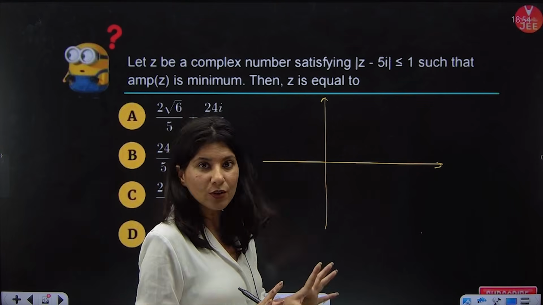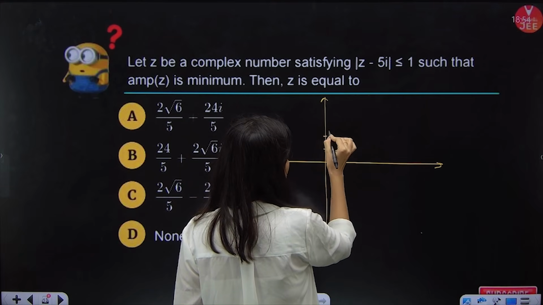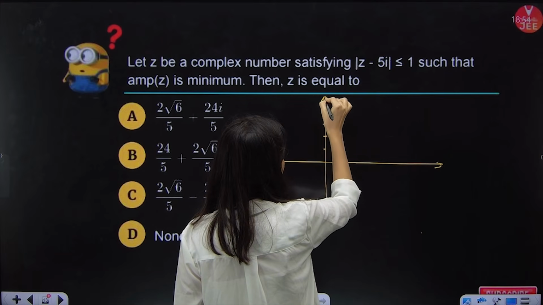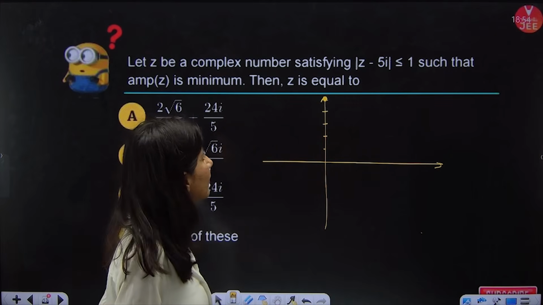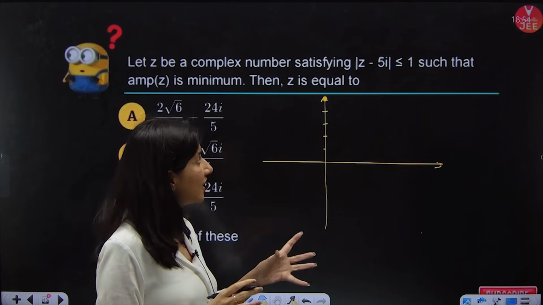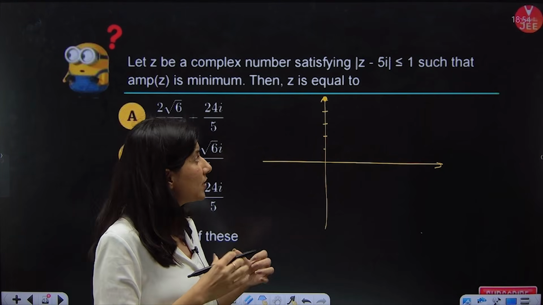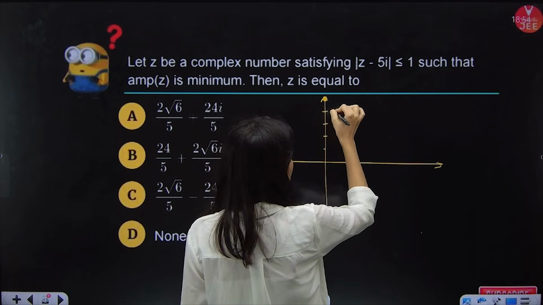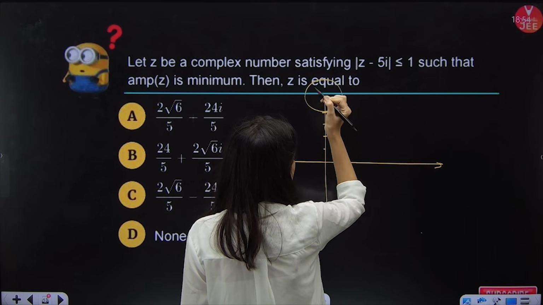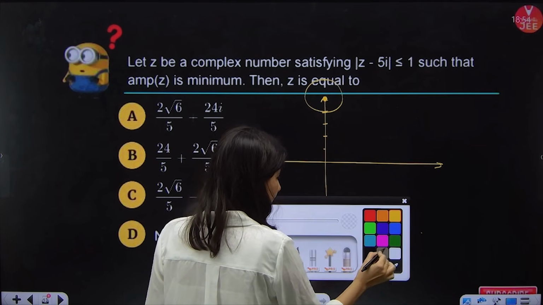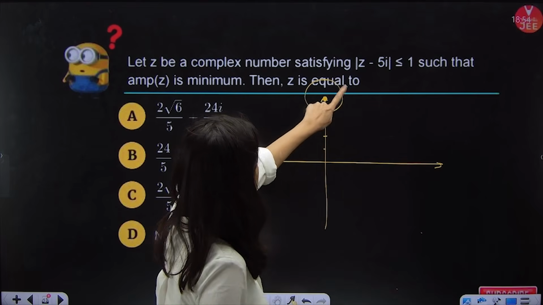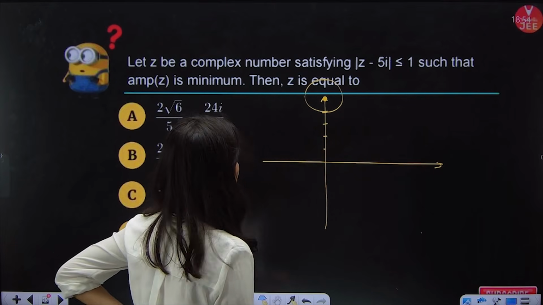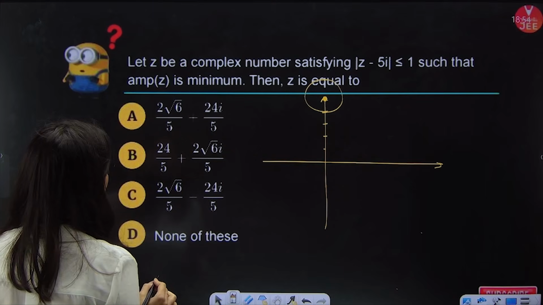Okay. So 5 iota is fixed. So 0, 1, 2, 3, 4, 5. This is your 5 iota. Okay. Right? 5 iota. Now, Z is such a number whose distance from this point is always fixed, which is 1. That means circle. Z is nothing but lying on a unit circle whose center is 0, 5. This is your circle. Correct? All right. Now, this Z lies where? Understand. Z lies where? On the circle or inside the circle. Correct? Okay, ma'am. Correct. Such that amplitude of Z is minimum.